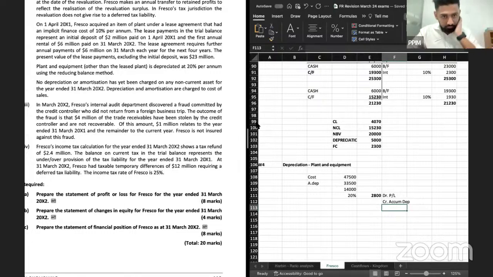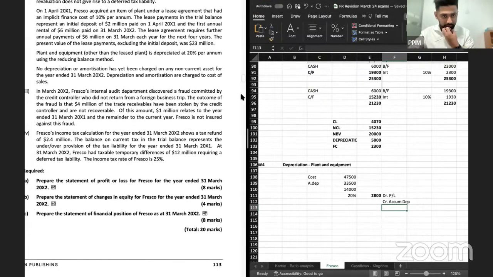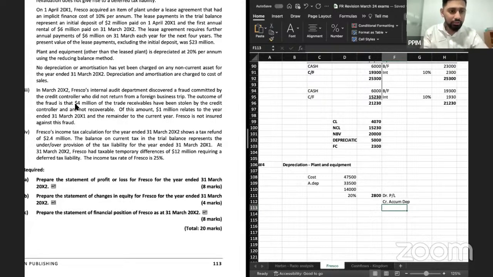Okay. Right. You're back, everybody. In March 2012, Fresco's internal audit department discovered a fraud committed by the credit controller who did not return from a foreign business trip. The outcome of the fraud is that 4 million of trade receivables have been stolen by the credit controller and are not recoverable. Of this amount, 1 million relates to the year ended 31st March 2011 and the remainder to the current year.